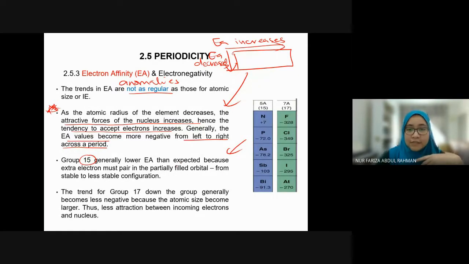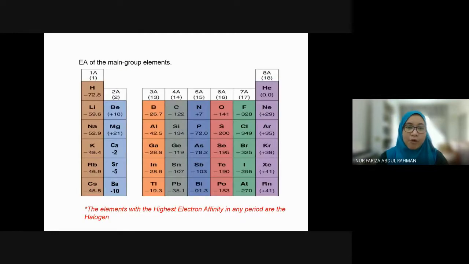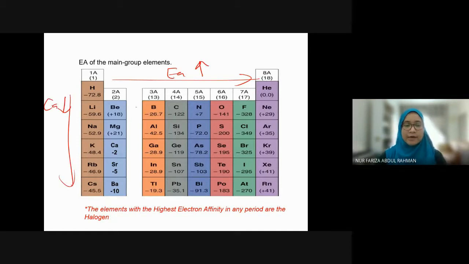So group 15, as you can see, supposedly across the period it should become more negative. Do you see? Nitrogen is suddenly positive, and this value is not that high. Let's look at this one, we see the problem here. Across the period, the EA should increase. Down the group, the EA should decrease. You can see group 2 and group 15.